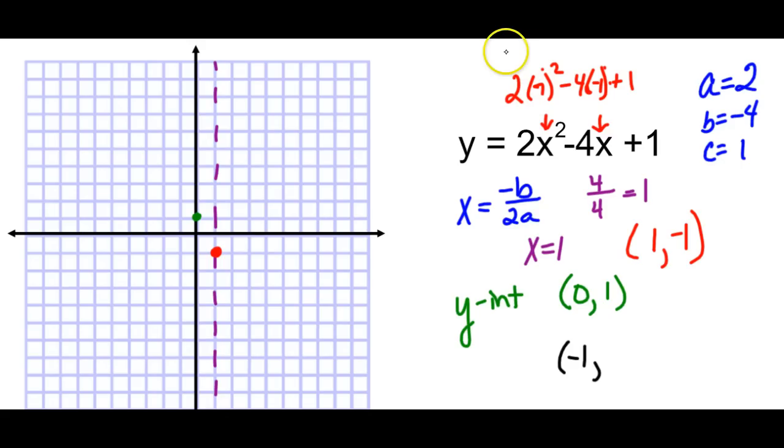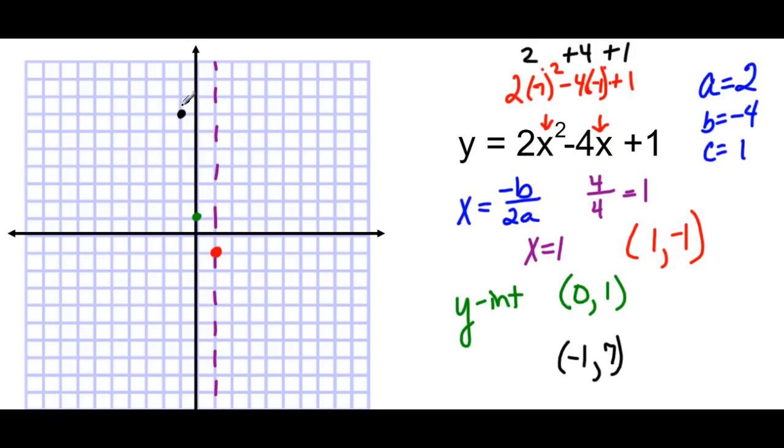Okay, so -1 squared is 1. 1 times 2 is 2. -4 times -1 is +4 plus 1. So that's going to give me 7. So -1, 7. So -1, 1, 2, 3, 4, 5, 6, 7. Okay?